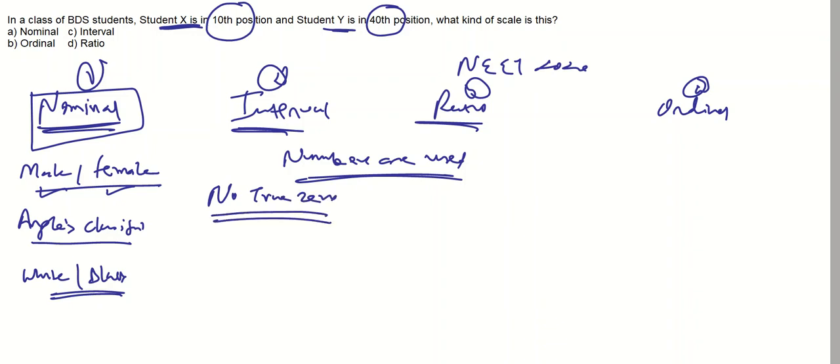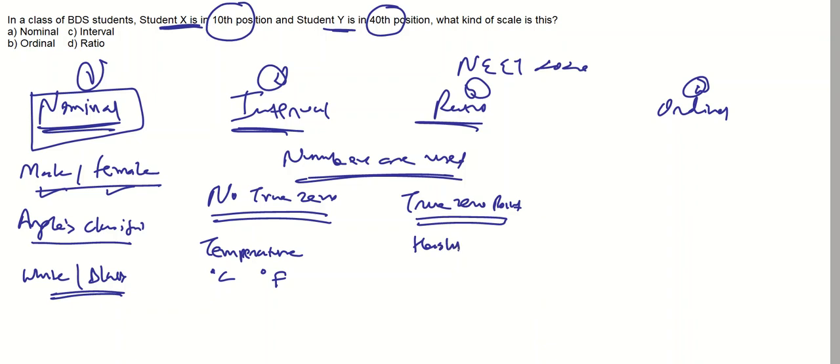The example for this is temperature, which we measure either in degree Celsius or degree Fahrenheit. And for the ratio, here the numbers are used, but a true 0 point is there. For example, you can measure height, you can measure weight. Okay. All of these are where you can tell that a height of 0 centimeter is possible, a weight of 0 is possible. When it is not existing, you can call it 0.